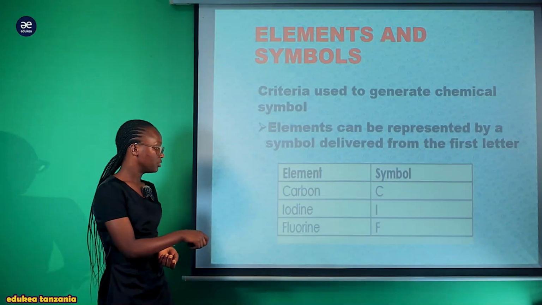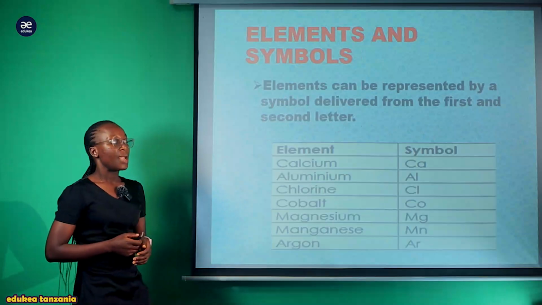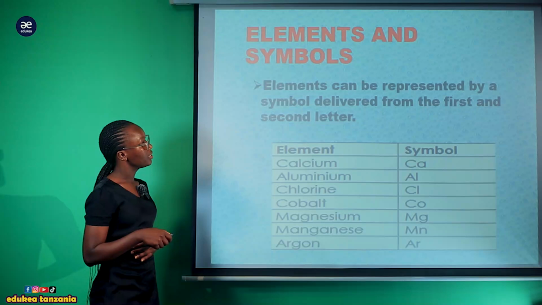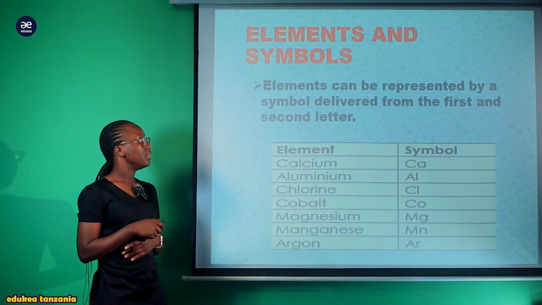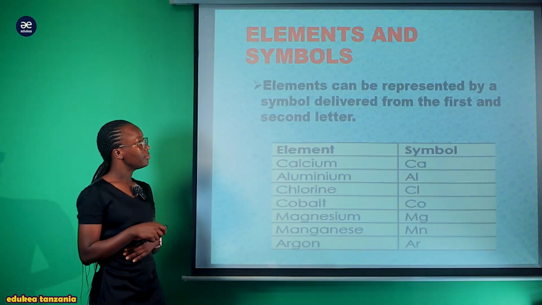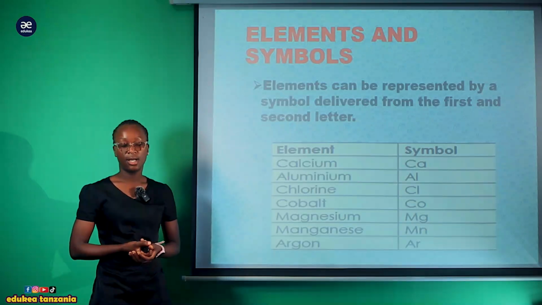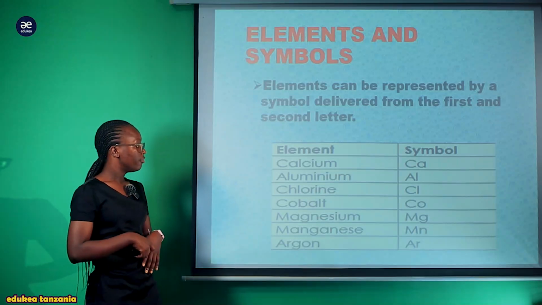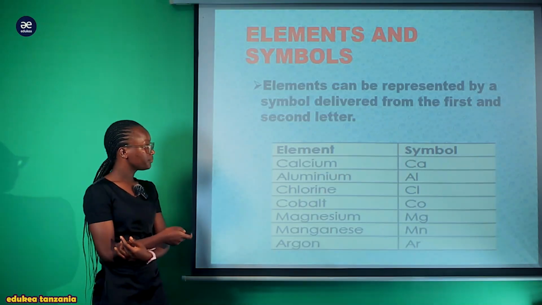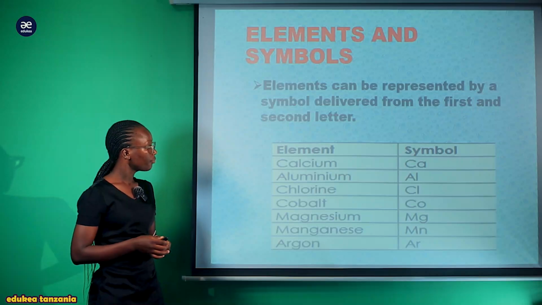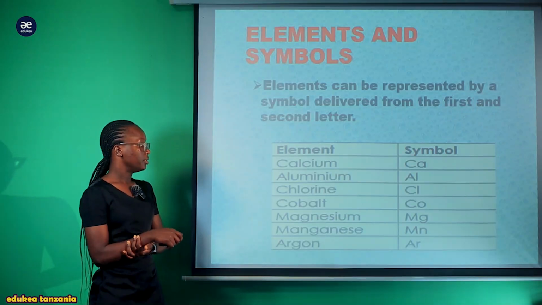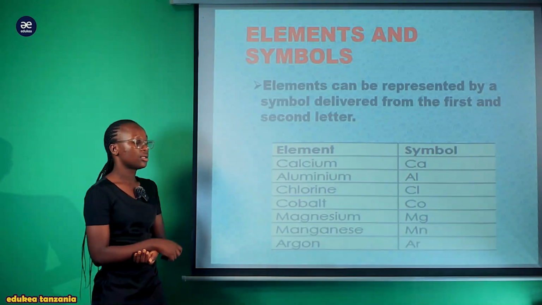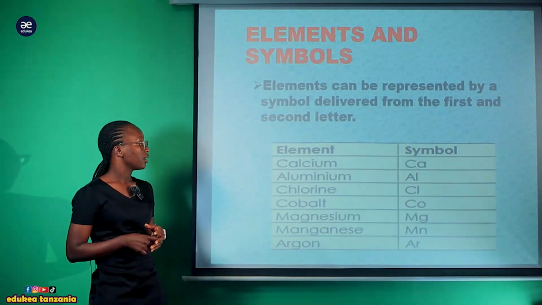Another criterion which can be considered is that an element can be represented by a symbol derived from the first and second letters. Here you can take the first letter and second letter together. For example, you can see element and the symbols. This is our calcium element. So you can see there is C, there is a. Why not only C? Because amechukua criteria ya kugenerate the symbol by using first and second letter.